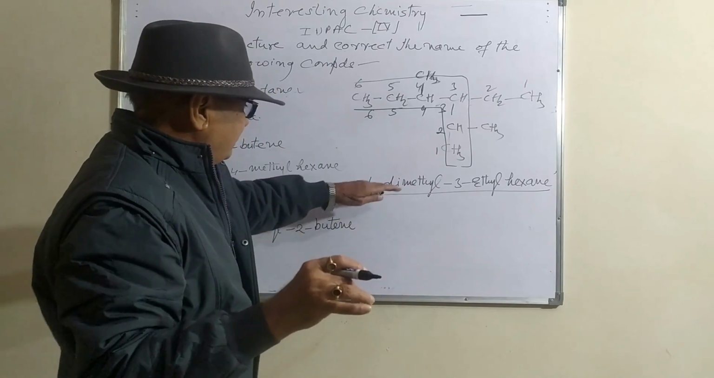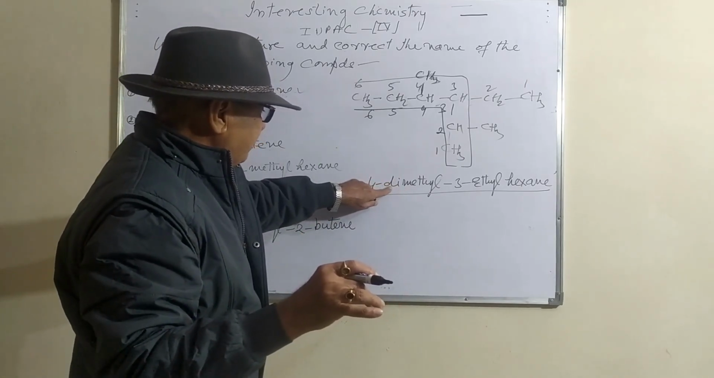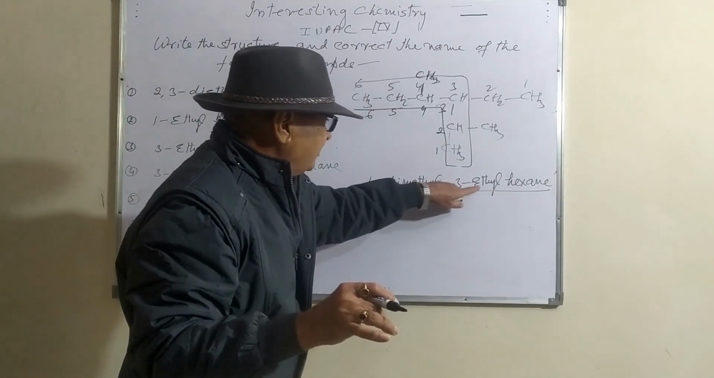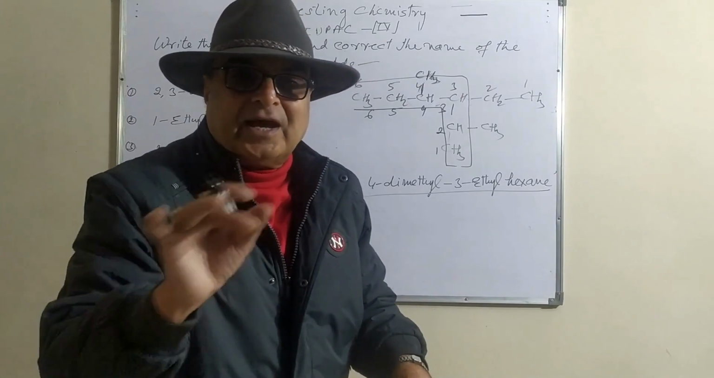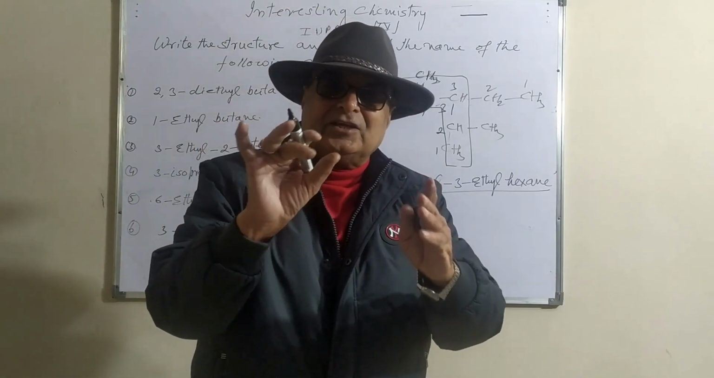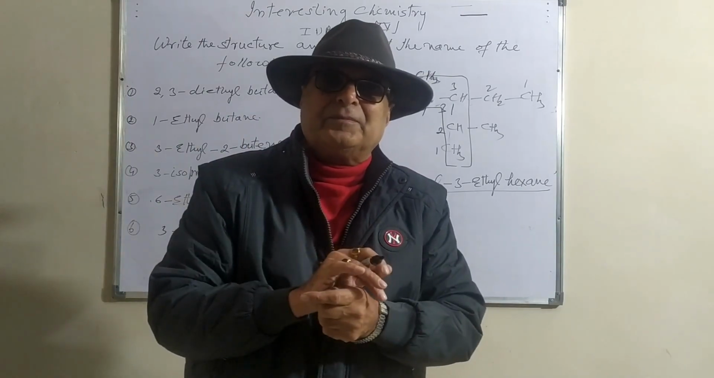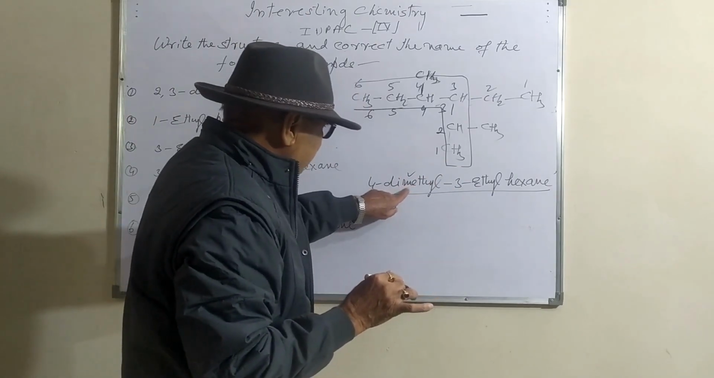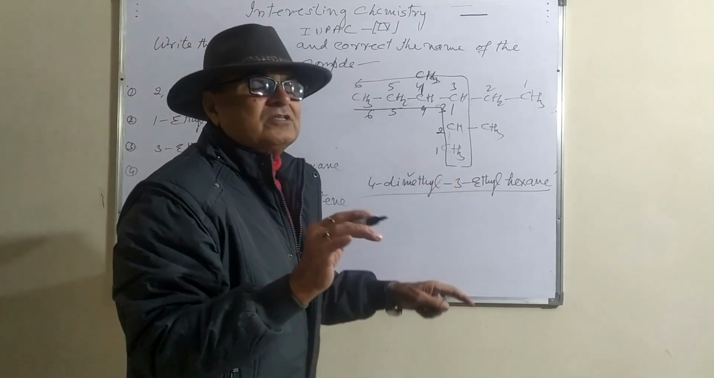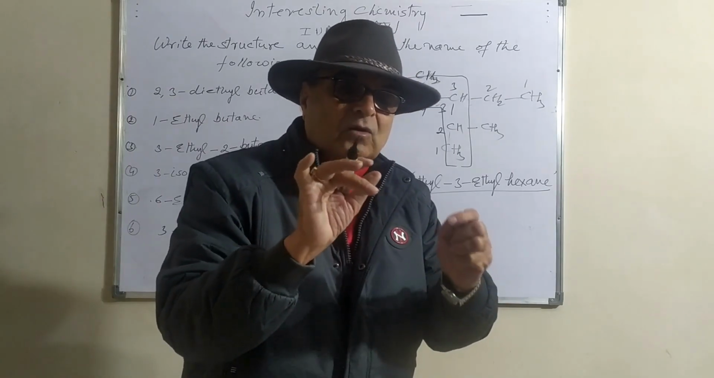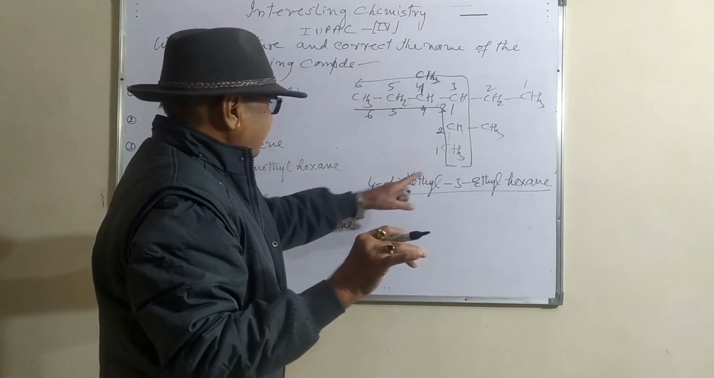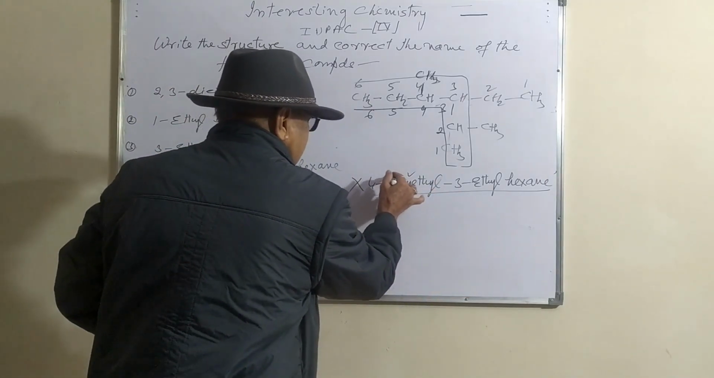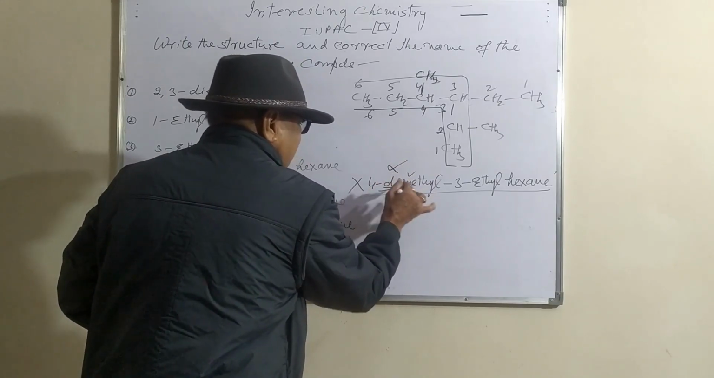You have written di, which comes first in alphabetical order, D before E, so you have written 4-dimethyl, 3-ethyl. But these prefixes are not considered in the alphabetical order. Only the M of methyl and the E of ethyl will be considered to select the alphabetical order. Which one comes first? The E will come first. So in the name of this compound, this di will not be considered in the alphabetical order.